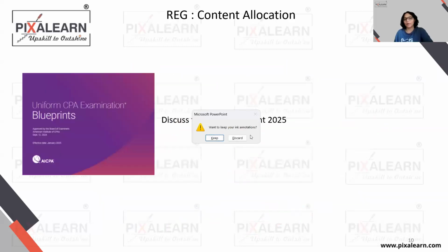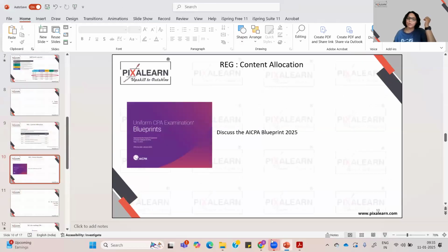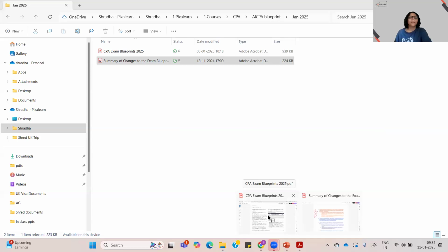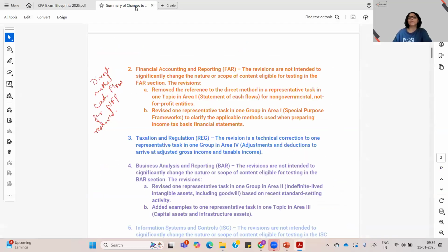Now this is really important. I would want you to have a look at the AICPA blueprint. By the way, nothing much has changed in 2025 compared to 2024. In REG, you will see there's no change actually. It's just that the year has changed. Now you're going to be tested for 2024 provisions.